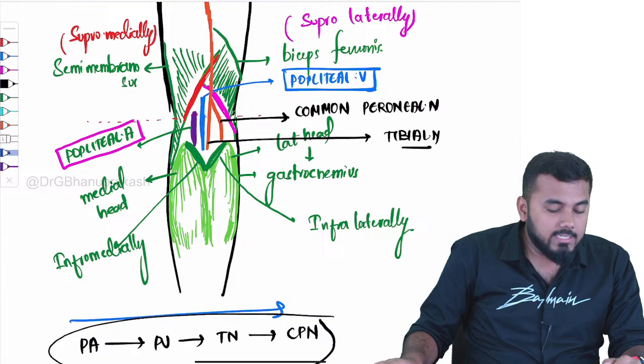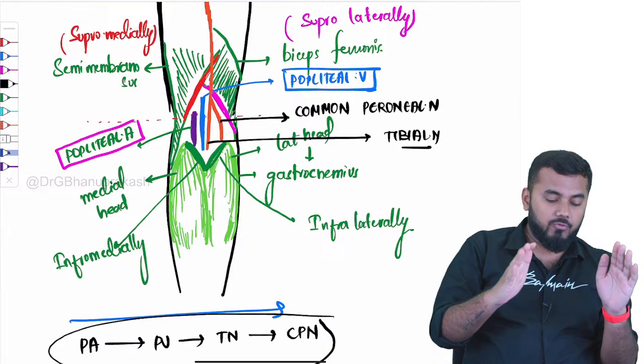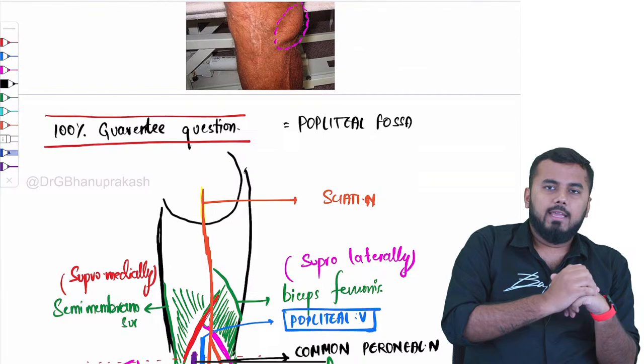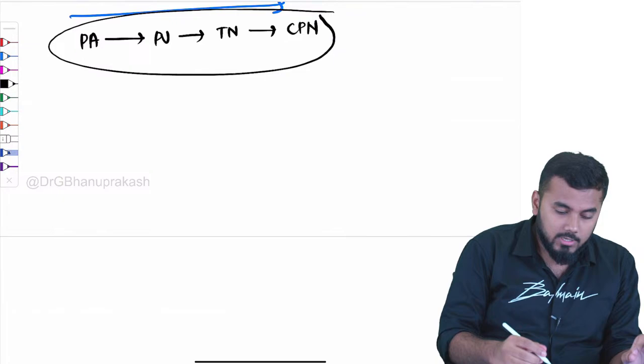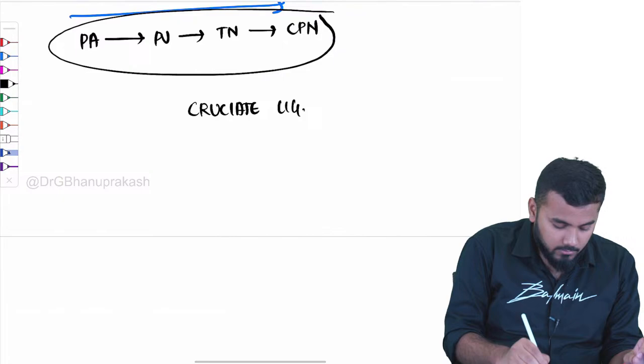Now I'll be discussing the anterior and posterior cruciate ligaments. Before that, I want to tell you one thing: from this discussion, 100% you will get a question in your exam. At least one question, 100% sure. Okay, now you understood this. Shall I start the cruciate ligaments?